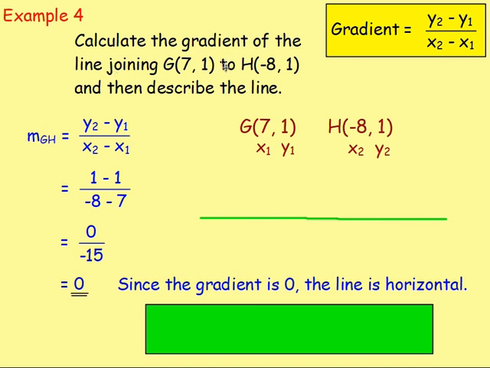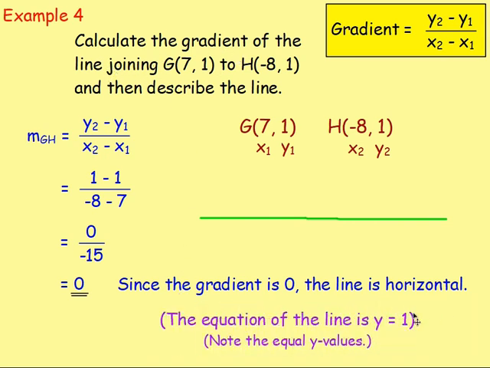We are asked to calculate the gradient of the line and then describe it. Well, that's your answer. It's going to be a horizontal line. Because it's going to be a horizontal line, the equation is just going to be of the form y equals, if you're looking at the equation of that line. Notice here we have for our y value 1, and this y value is also a 1. Always have a look to see if either the x values or the y values are the same.